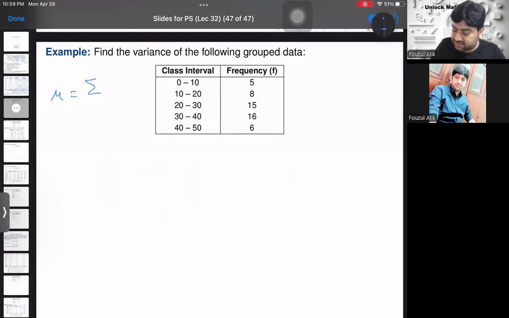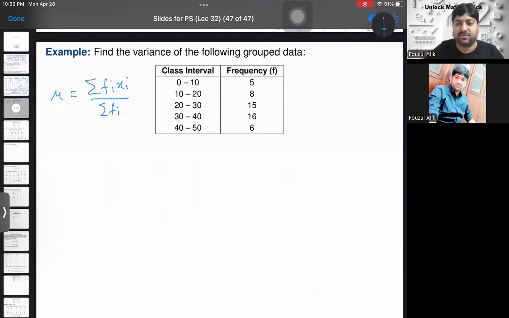The mean formula, we have done it in the previous classes. It is the summation of fi into xi divided by the sum of fi, that means the number of points. Right? What is fi? Fi is the frequency of each class. Xi is the midpoint. So we need to get the mean first, and after that, we have to get the variance.